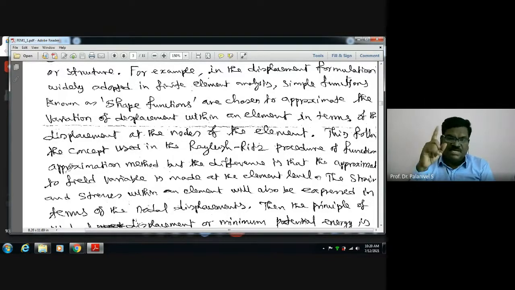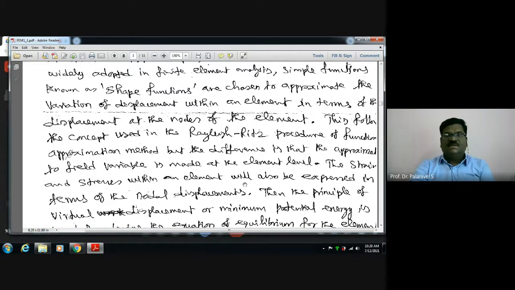In Rayleigh's method, an approximate trial function was chosen for the entire structure, the entire beam. Here, for each element, we develop a trial function. We call it the shape function. We are going to represent the variation of displacement within an element in terms of the displacements at the nodes of the element. Keep that in mind. The strain and stresses within an element will also be expressed in terms of the nodal displacements.